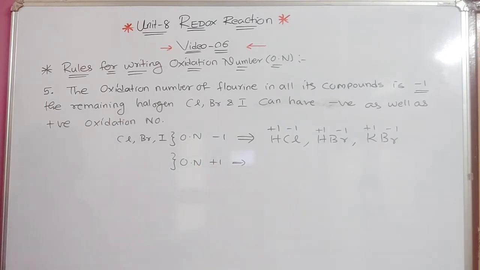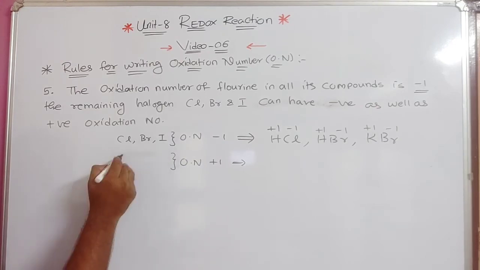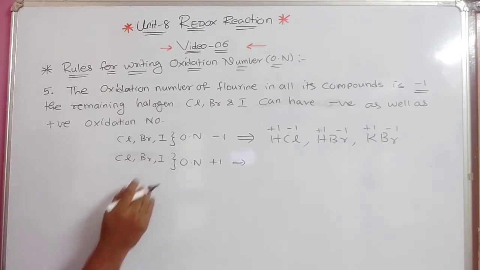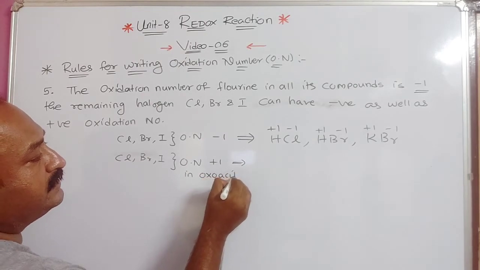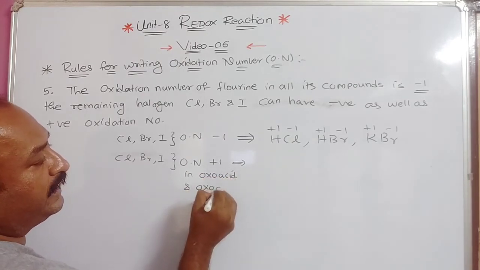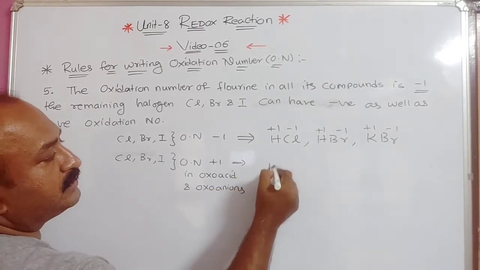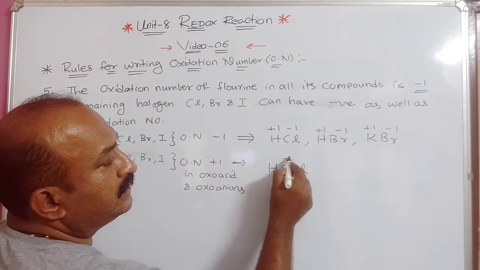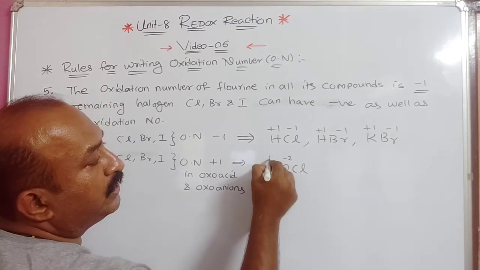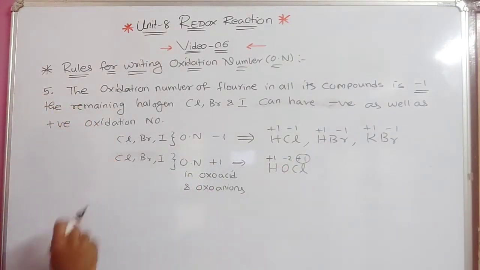It is +1 when they are in oxo acids. Chlorine, bromine and iodine will have oxidation number +1 in oxo acid and oxo anion compounds. One simple oxo acid we write is HOCl, hypochlorous acid. In this case oxygen is more electronegative, so it will have -2, hydrogen will have +1 and chlorine also will have +1 as oxidation number, when it is in the form of an oxo acid or oxo anion.